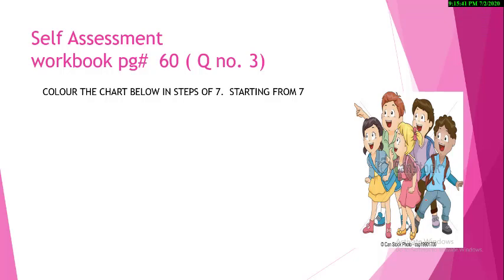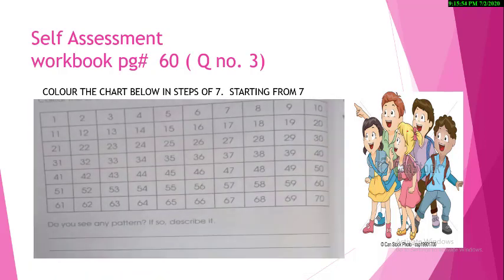Okay, self-assessment question number 3, and it's the same page. Page number 60 is a self-assessment that you will do by yourself, by smiling just like these kids. Yes, this is the work that you will do by yourself. Just read the instruction. It's just like the previous work that we did. Color the chart below in the steps of 7. You are going to take 7 steps starting from 7.